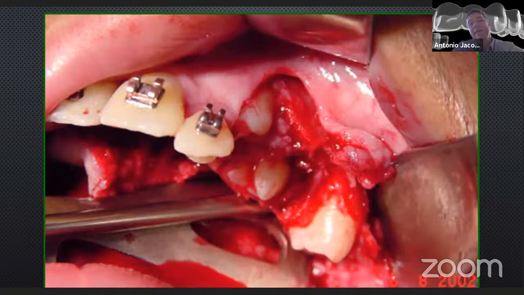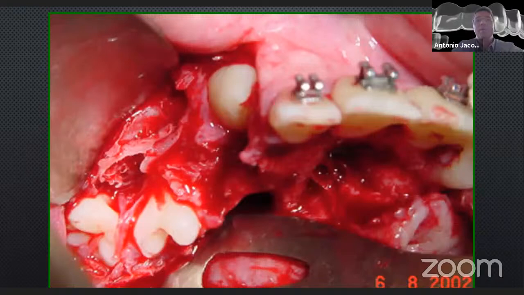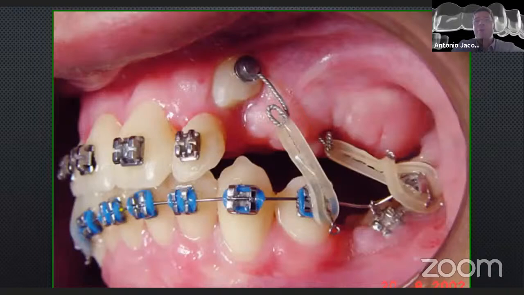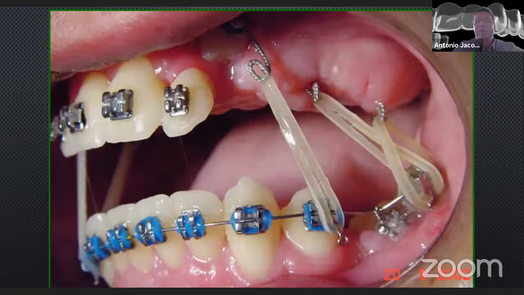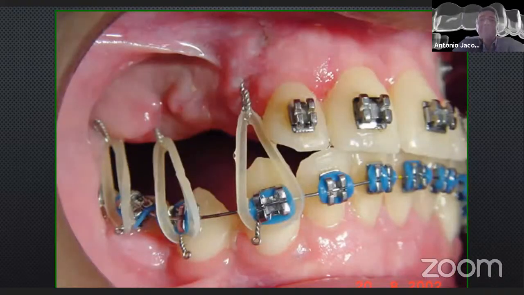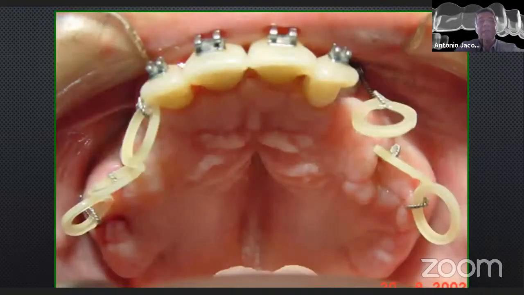So this is the left side and the right side. We bonded some attachments and begin to use extrusive forces to try to erupt all these teeth. So whenever the patient opens the bite, he's doing force to erupt these teeth. So it's very interesting mechanics, but we need to have the patient's cooperation, because if the patient does not cooperate, using the elastic will not have the results, right? And this patient was a very nice patient, and he wants to have his teeth, so he was using these elastics a lot.